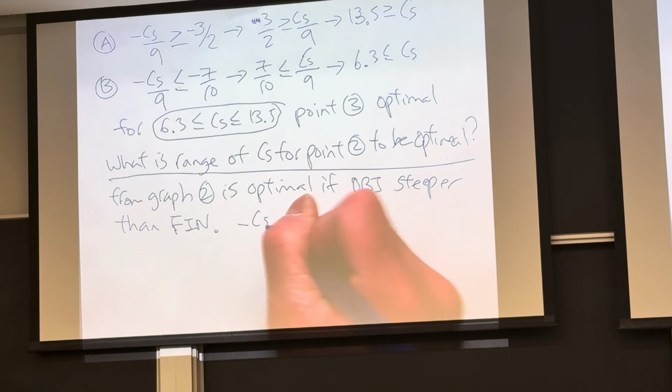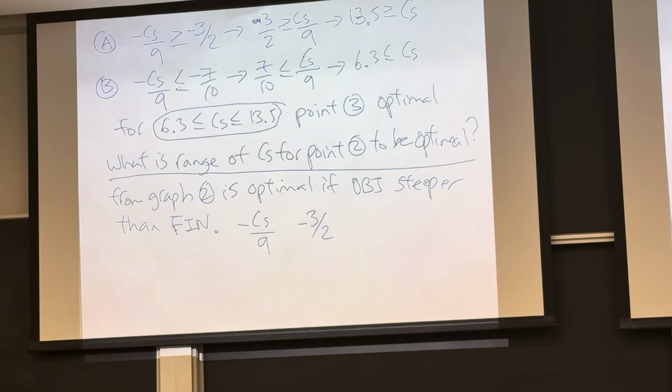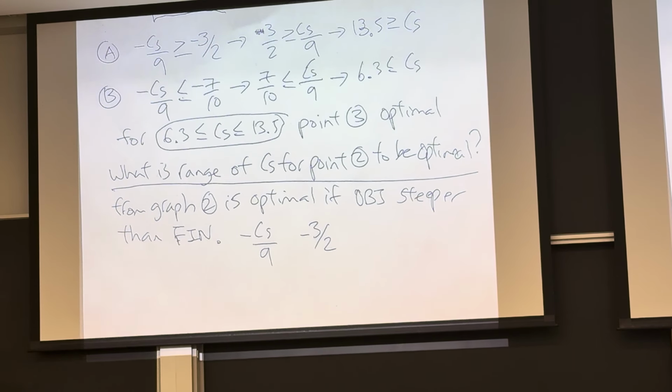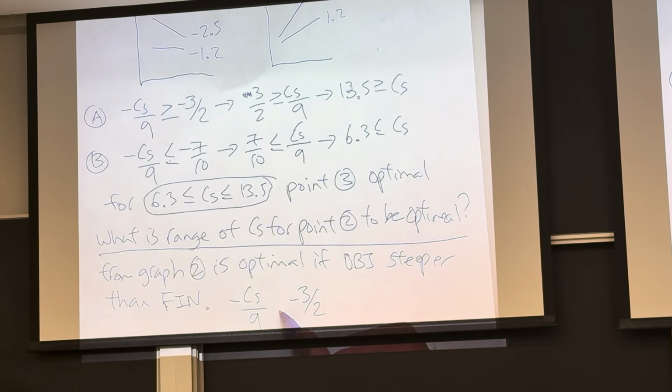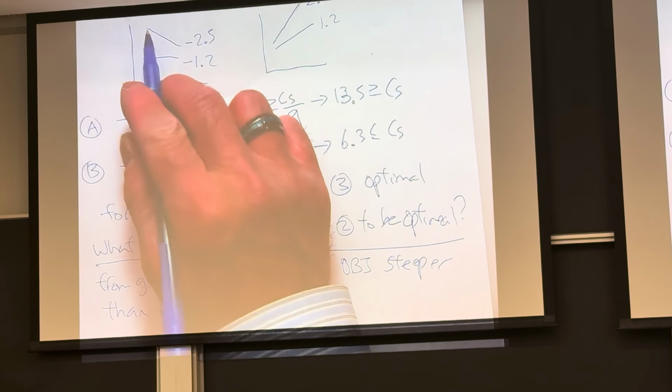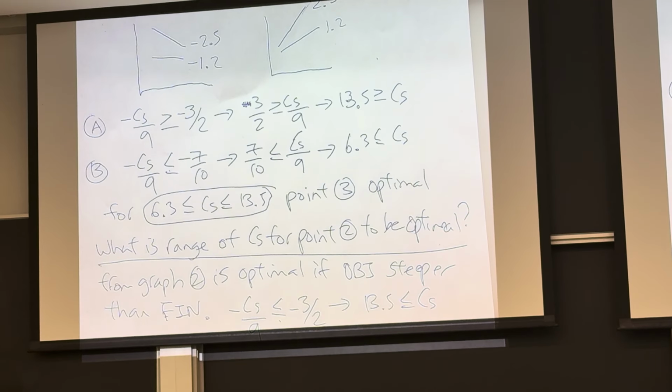Okay, there's objective, there's finishing, steeper. All right, less than or greater than? Steeper, so less than or greater than? Less than, right? More steep, more negative. Again, move this there, move that there, and so on. And you get CS is bigger than 13.5.